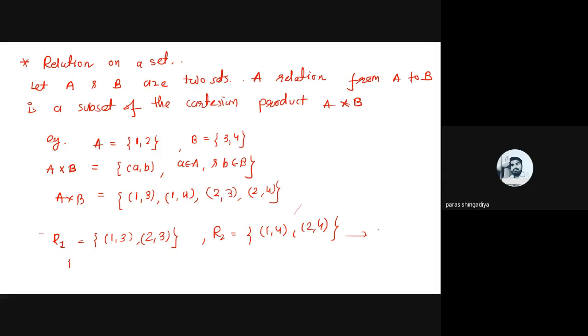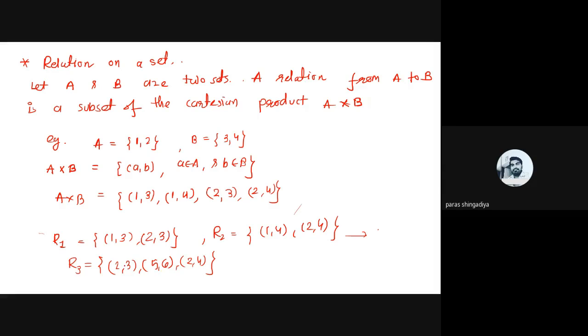And if we consider R3, R3 is equal to, if I consider (2, 3) and (5, 6), two entries I have considered. Let's add one more, that is (2, 4). Clear? So three entries I have considered for R3.